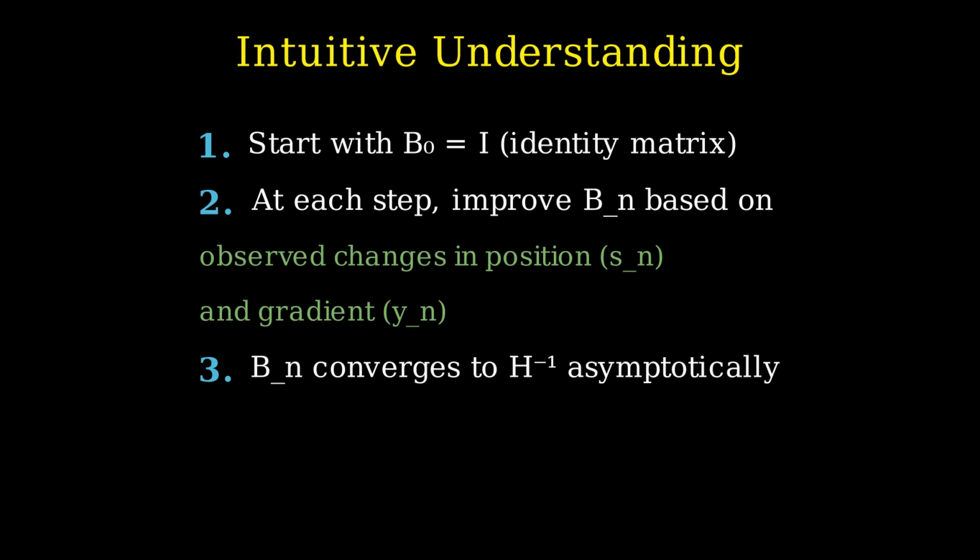The mathematical beauty is that this update preserves positive definiteness, meaning B always points us downhill, and satisfies the secant equation, which ensures consistency with observed gradient changes. Let me walk you through the complete BFGS algorithm.